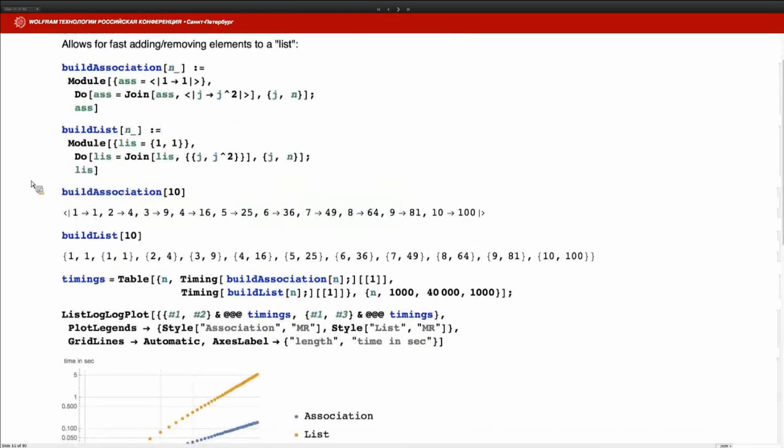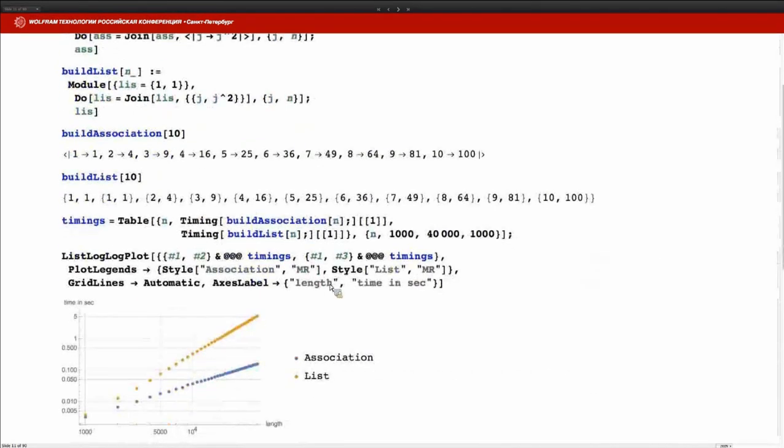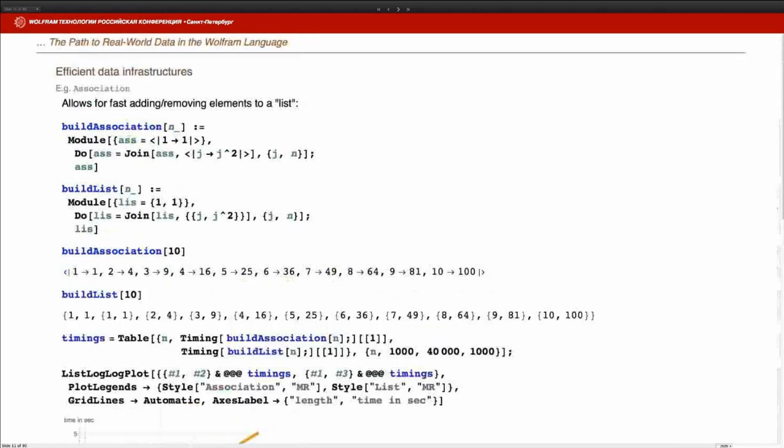For instance, we built, in quotes, a list of pairs with x and x squared, and we build this list by adding it to an already existing list. If we do this naively with join, we get this yellow curve, and for 40,000 elements it takes only a couple seconds. There's this new function in version 10, Association.